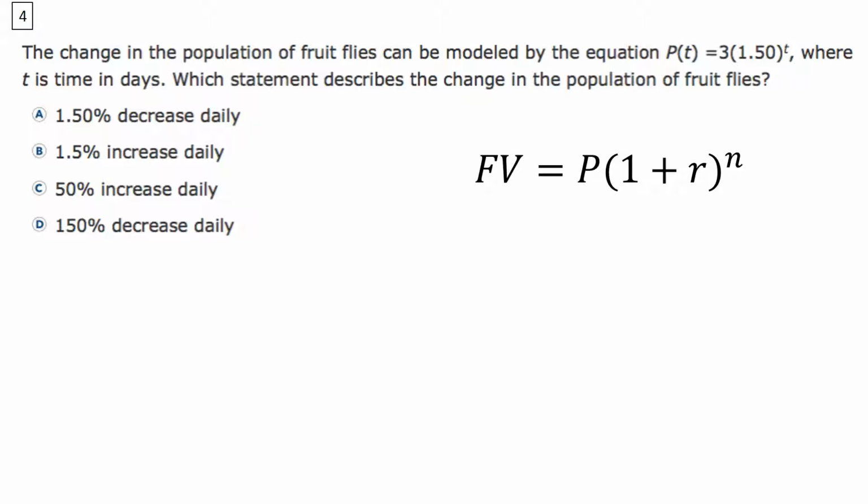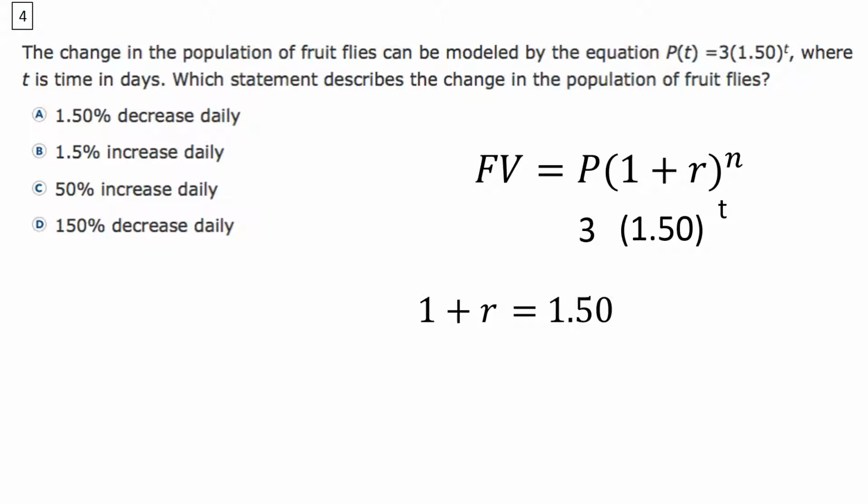So our P, our principal, our starting amount, is 3. Our base of our exponential is this 1.5, and our n exponent is actually, well, t for time. But the part that we're interested in, we're looking for the rate, which means 1 plus r. And what's 1 plus r? Well, that's the thing being raised to the power. So that's going to be our 1.50.